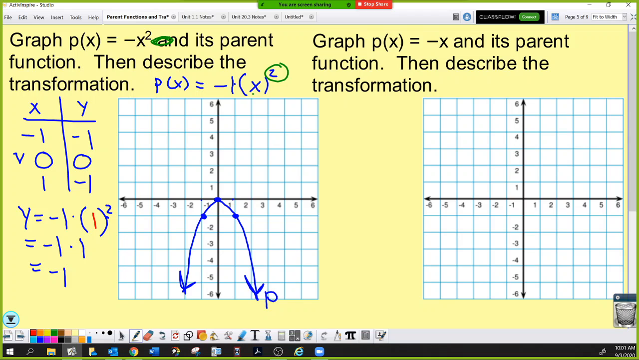Okay? All right, so the parent function. All 3 parent functions go through 0, 0. All 3 parent functions go through 1, 1. U-shaped graphs are symmetric. And the red graph is different one way.